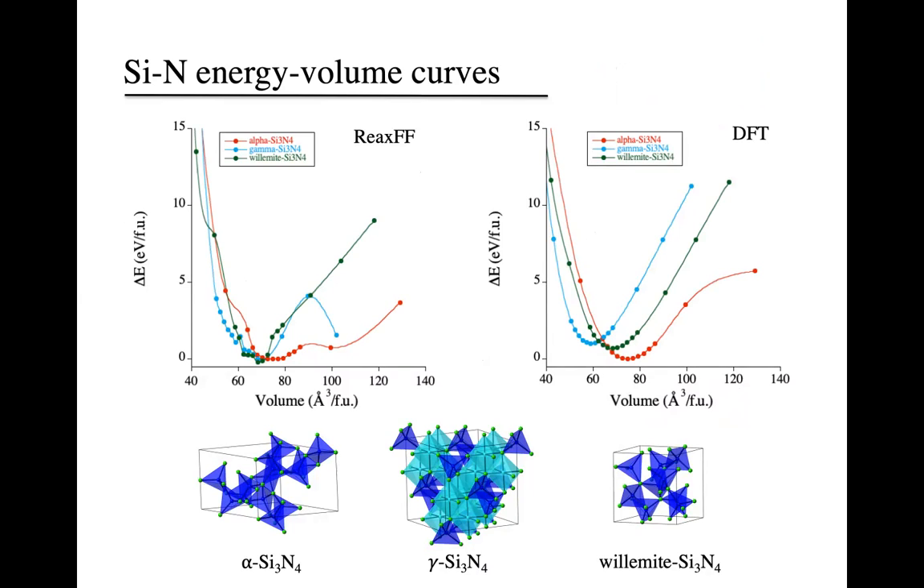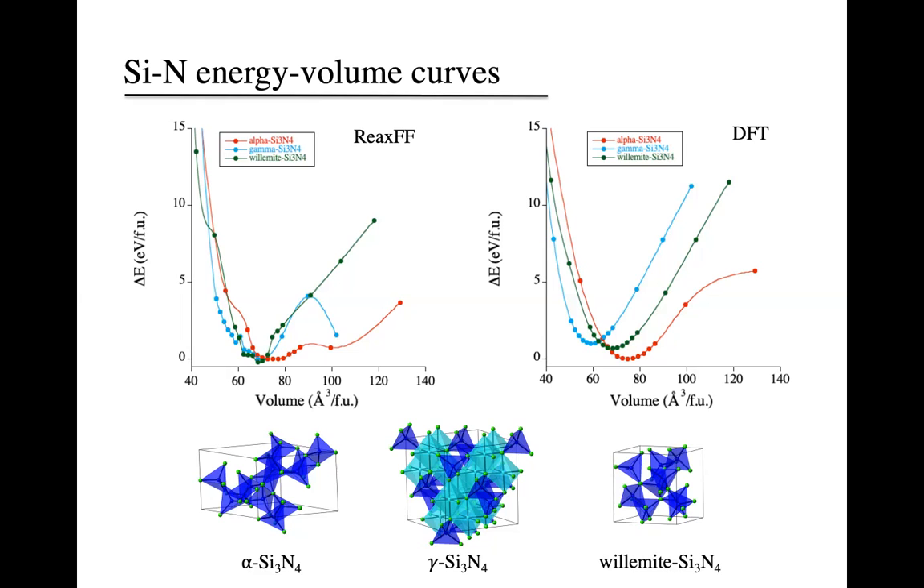of solid-state silicon nitride. We calculate energy volume curves for crystalline forms of silicon nitride with ReaxFF, as you see on the left, and compare them to DFT results, as you see on the right. Data is fit through a spline fit. We show energy volume curves for alpha silicon nitride, gamma silicon nitride, and a hypothetical willemite silicon nitride.